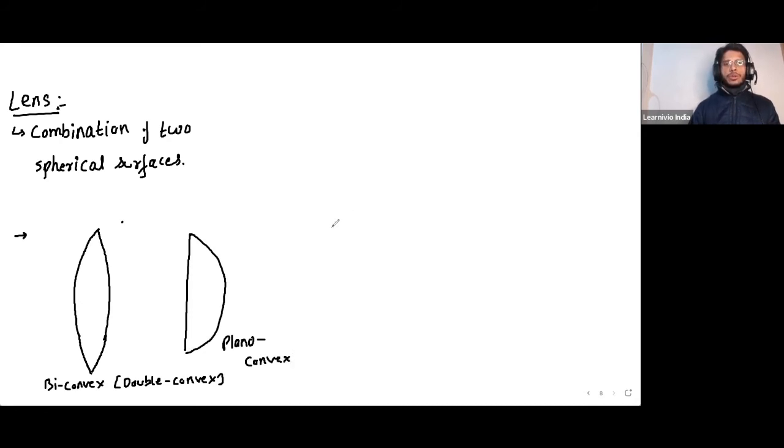Next, you can take one concave surface and another convex surface. One concave and one convex surface, we call this concavo-convex.